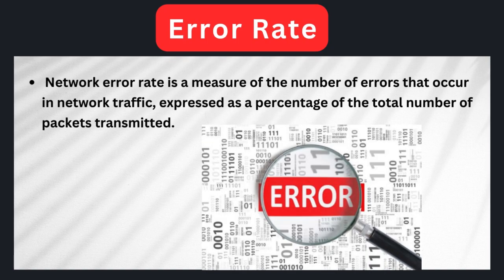So, what is network error rate? Network error rate is a measure of the number of errors that occur in network traffic, expressed as a percentage of the total number of packets transmitted. Errors can occur in various forms such as packet loss or corruption and other transmission errors. So the error rate can impact network performance and also the reliability of the data that we get, because there could be packet losses and packet corruptions. The higher the error rate, the less reliable the network connection is.